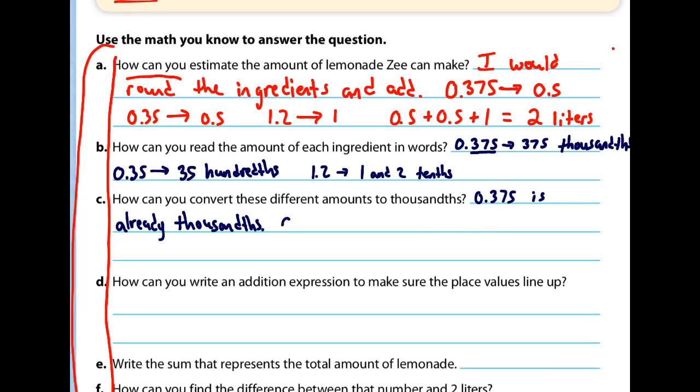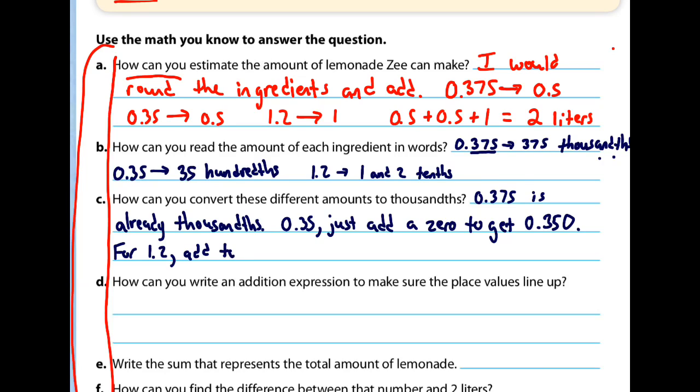For 35 hundredths, just add a 0 to get 350 thousandths. And then for 1 and 2 tenths, add 2 zeros to get 1 and 200 thousandths. All right.